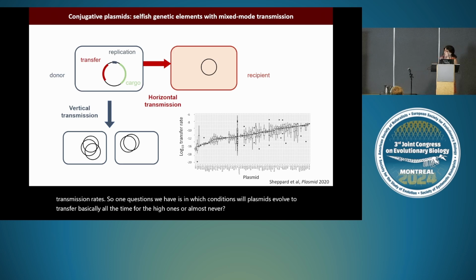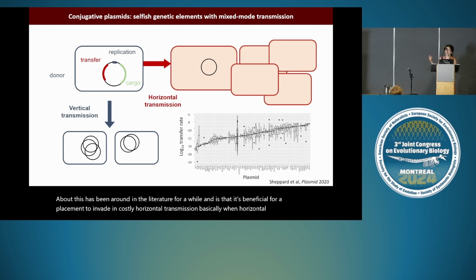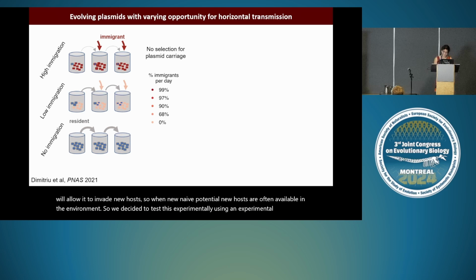One main hypothesis about this has been around in the literature for a while, and it is that it's beneficial for a plasmid to invest in costly horizontal transmission basically when horizontal transmission will allow it to invade new hosts, so when new, naive, potential new hosts are often available in the environment. So we decided to test this experimentally using an experimental evolution approach.